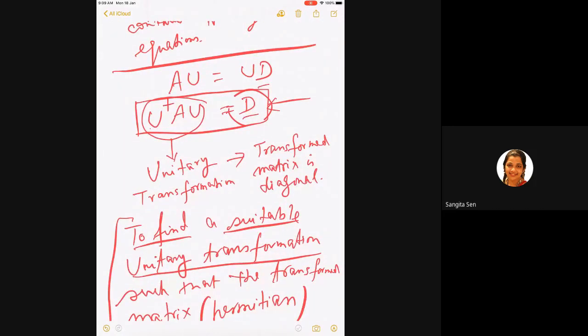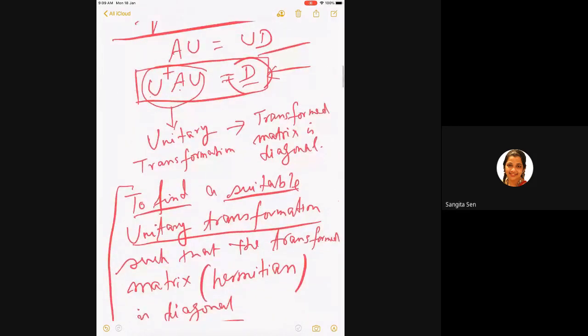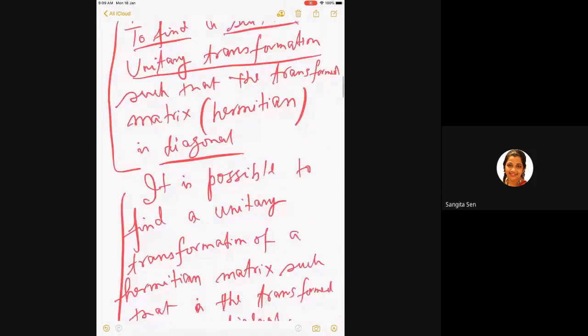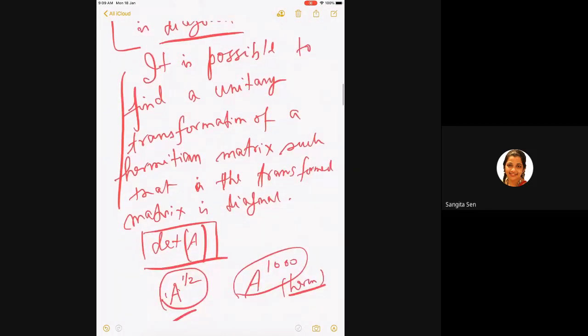Having done this, it essentially means that you can do a unitary transformation of the A matrix such that the A matrix becomes diagonal. That could be another way of looking at the eigenvalue equation: to find such a unitary transformation of the given matrix such that after the transformation, the matrix becomes diagonal. It is important to note that for a Hermitian matrix, it is always possible to find such a unitary transformation.